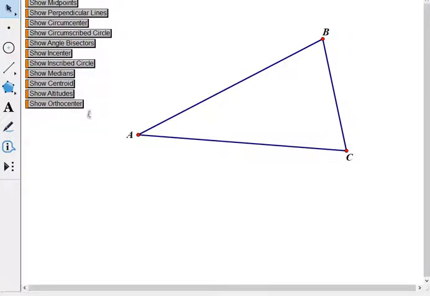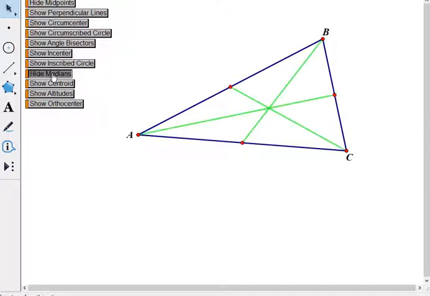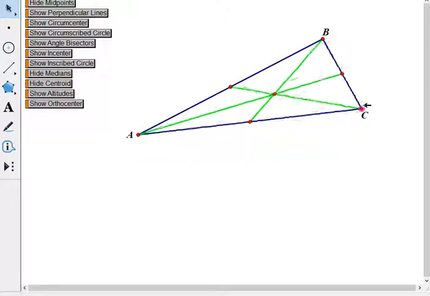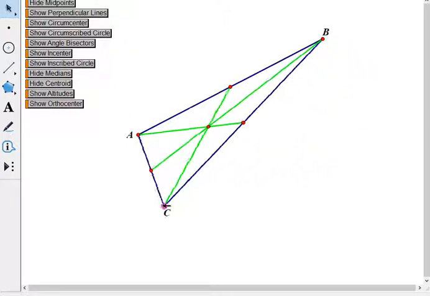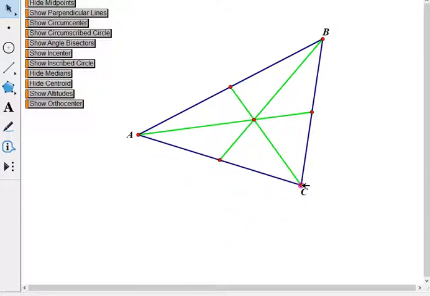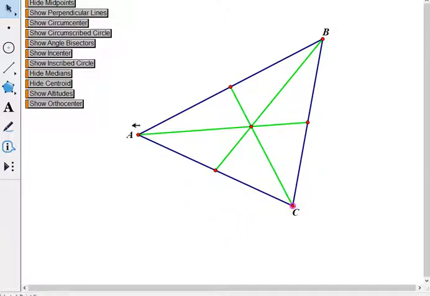Okay? So in Sketchpad, medians go to midpoints, so there's our midpoints, and we draw the medians. And then that point right there is the balance point. And regardless of how I move this triangle, that point has to be in what we call the center of the triangle. Okay?